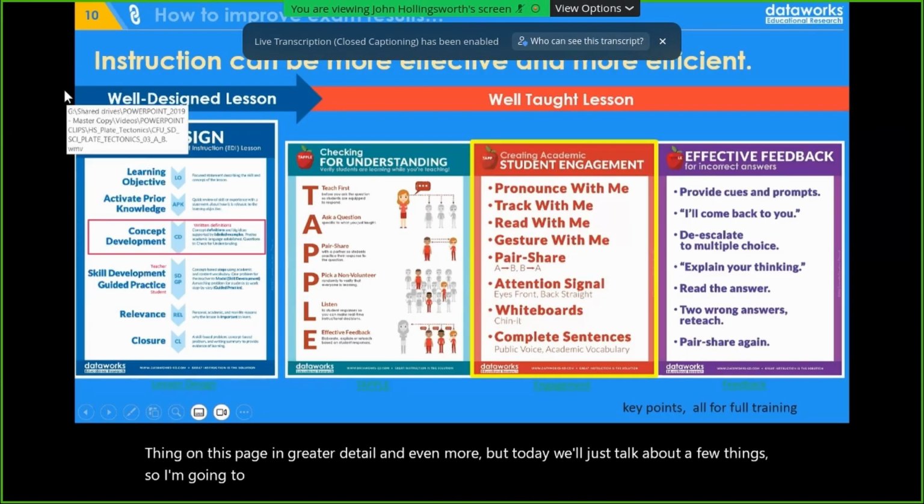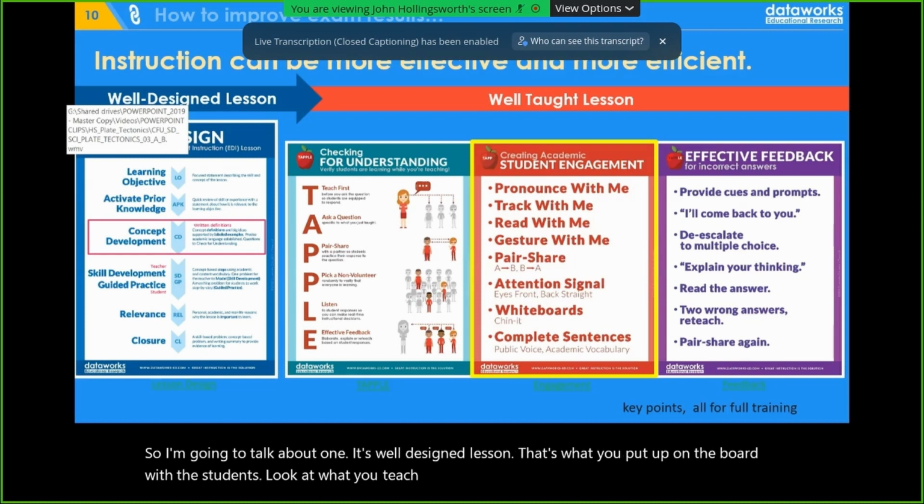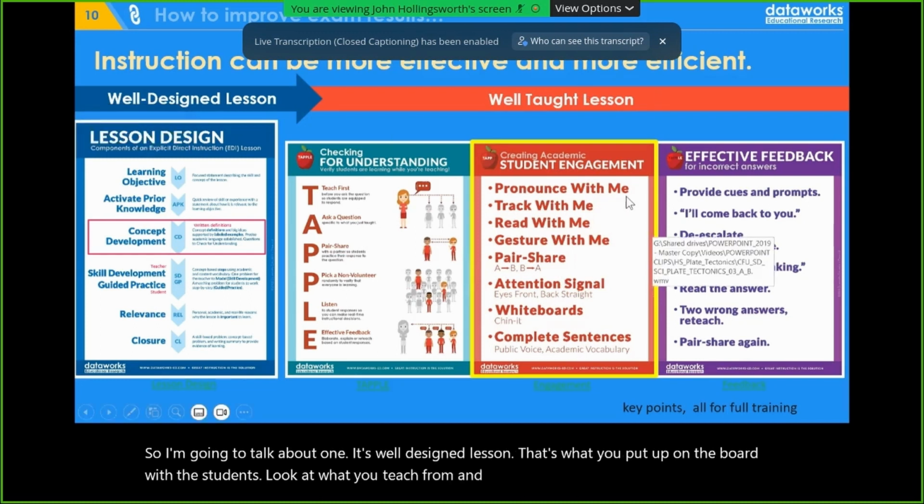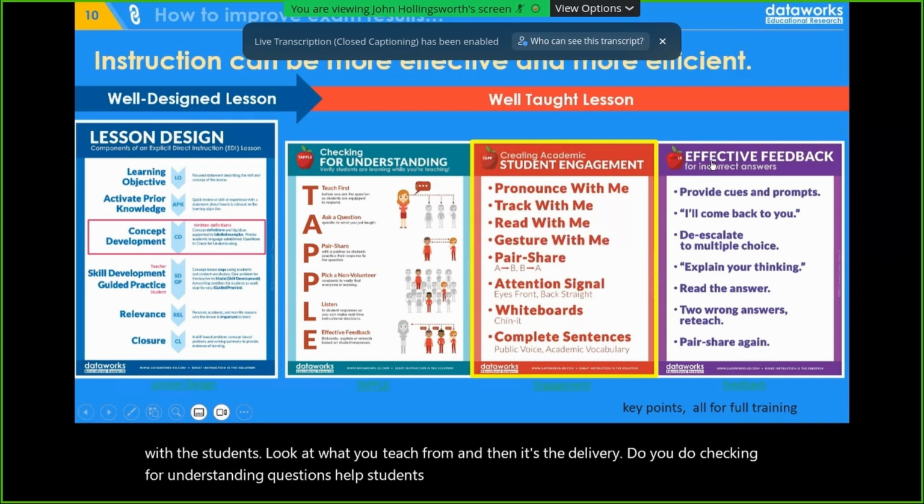So I'm going to talk about one. It's a well-designed lesson. That's what you put up on the board, what the students look at, what you teach from, and then it's the delivery. Do you do checking for understanding questions, help students pronounce new words, give corrective feedback when students are struggling or they need help? So let me just give you a couple of hints right now.